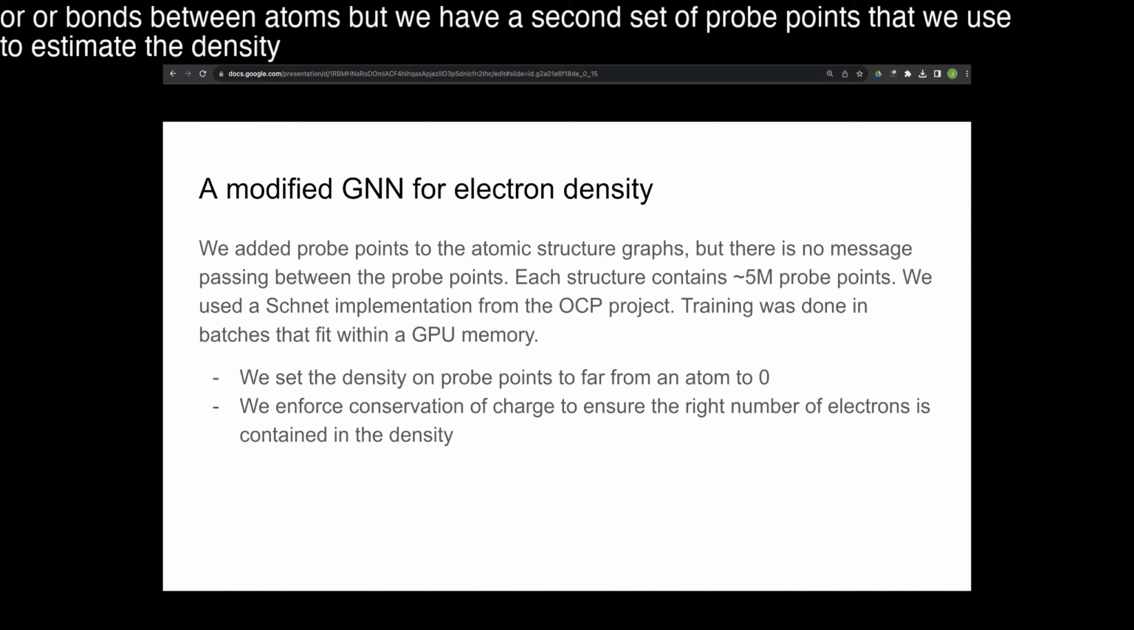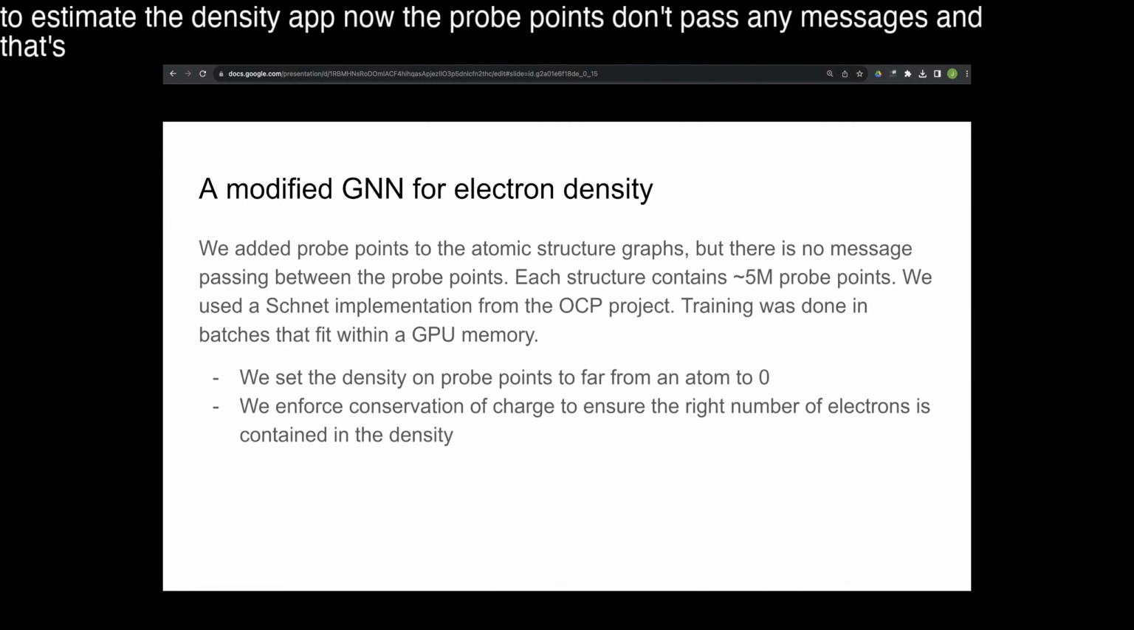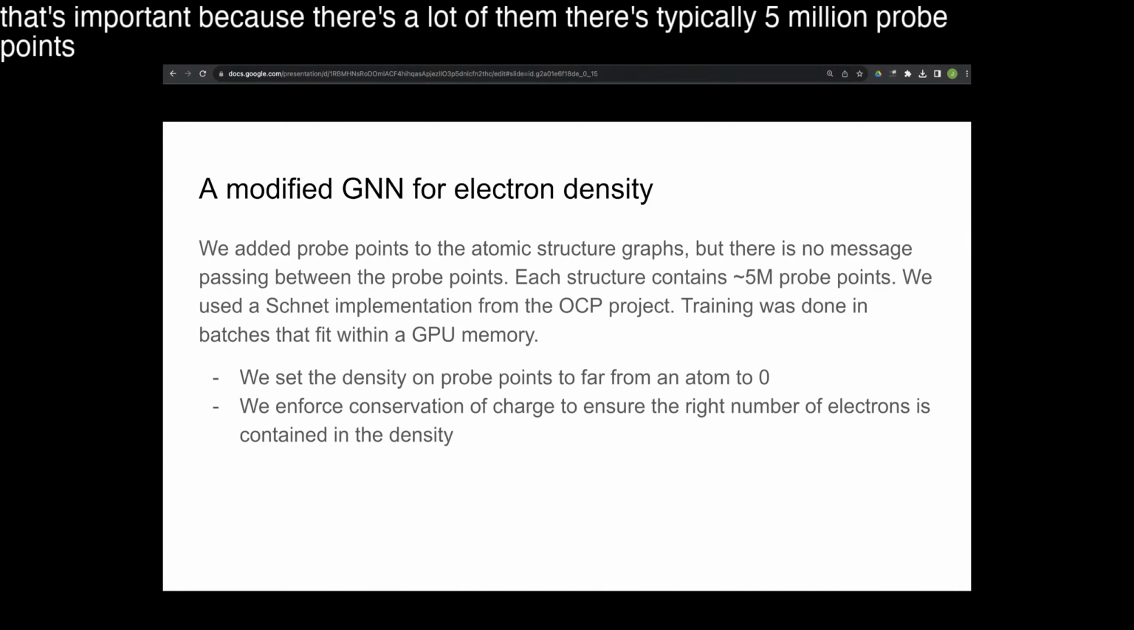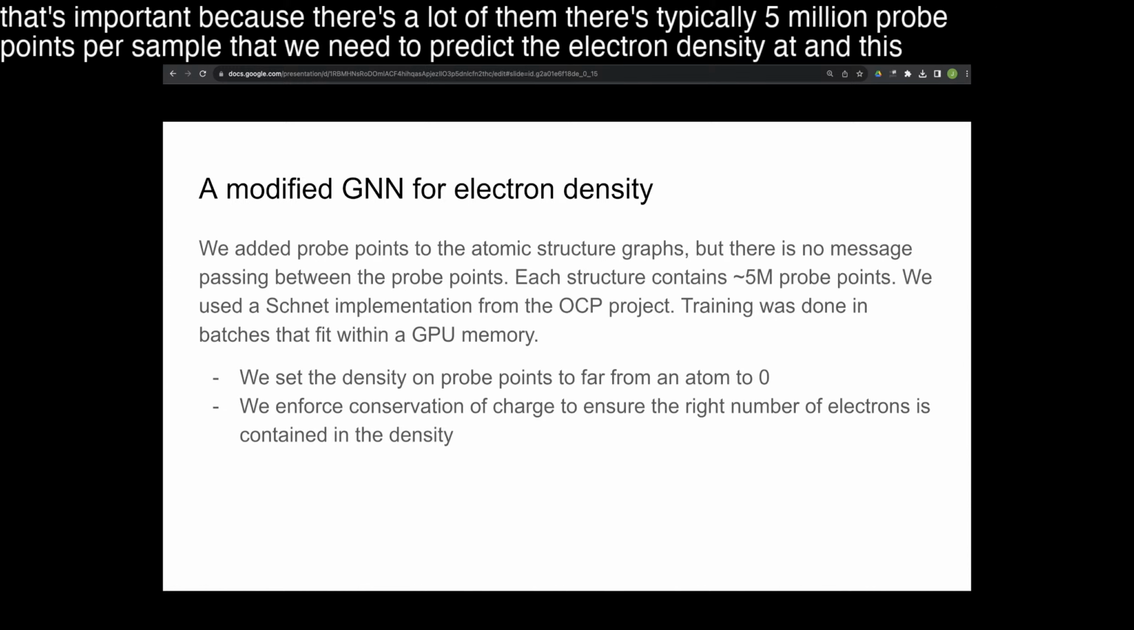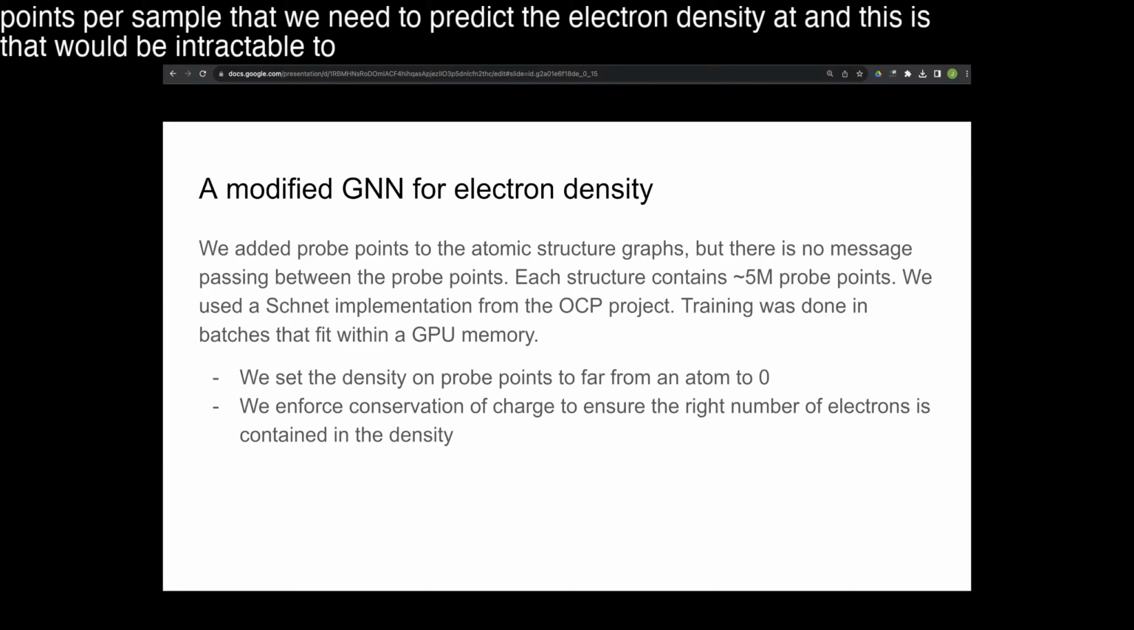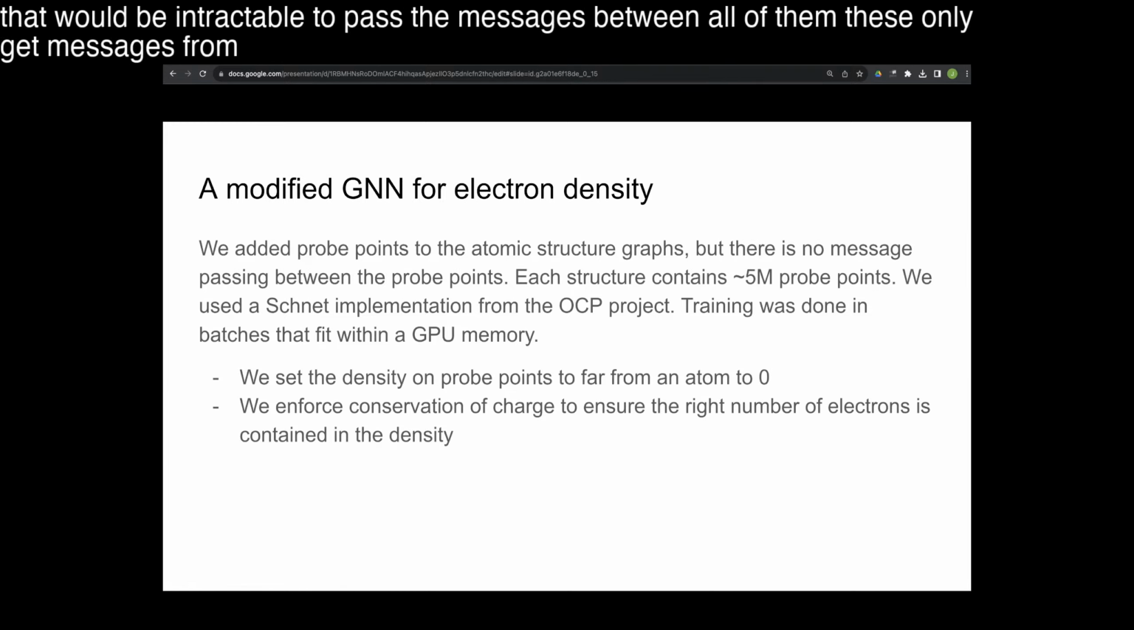Now the probe points don't pass any messages, and that's important because there's a lot of them. There's typically 5 million probe points per sample that we need to predict the electron density at, and it would be intractable to pass messages between all of them. These only get messages from the atoms to develop the features necessary for the fitting.